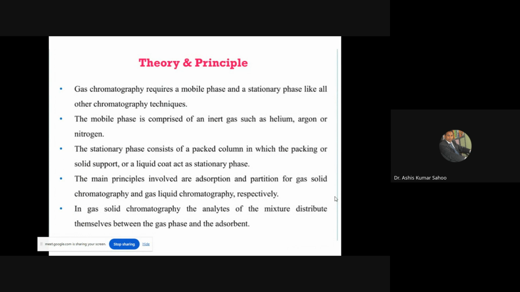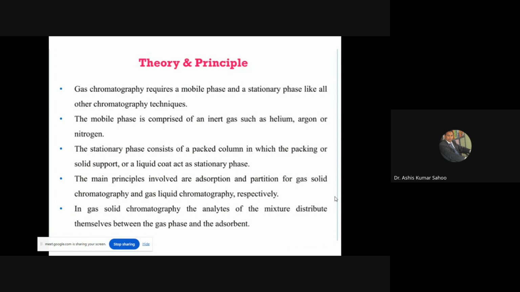The mobile phase is comprised of an inert gas, which can be helium, argon, nitrogen, or xenon. The stationary phase consists of a packed column, in which the packing of a solid support or liquid could act as the stationary phase. The main principles involved are adsorption and partition, for gas-solid chromatography and gas-liquid chromatography.